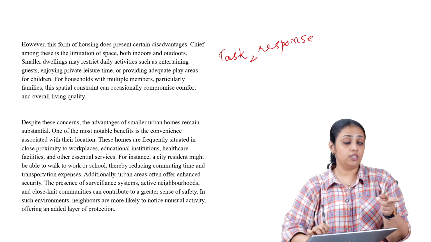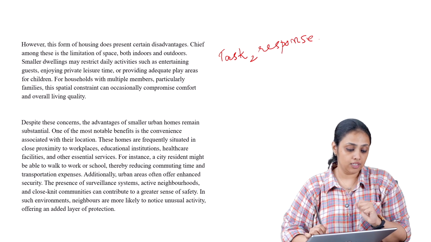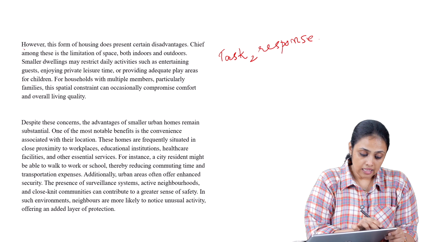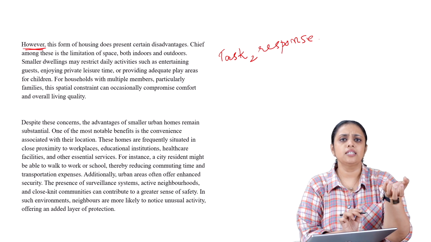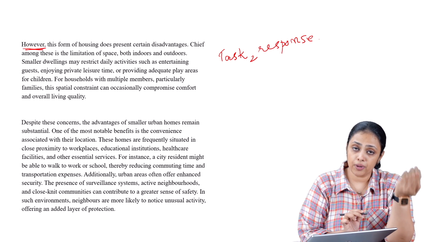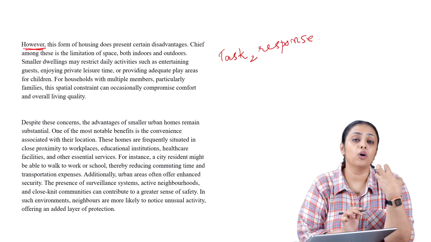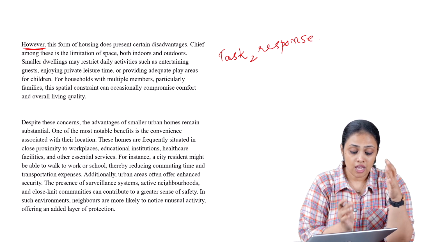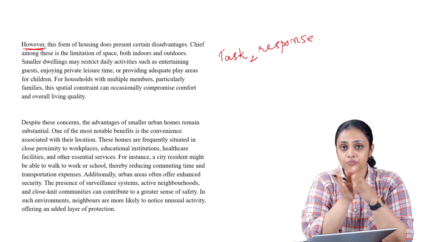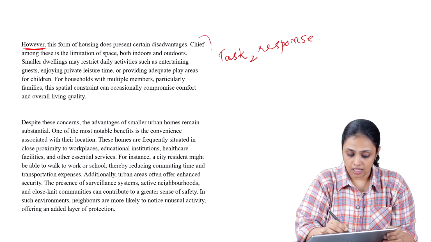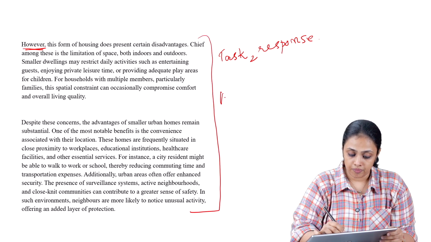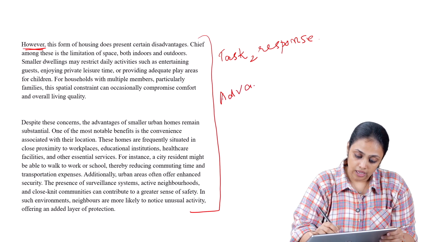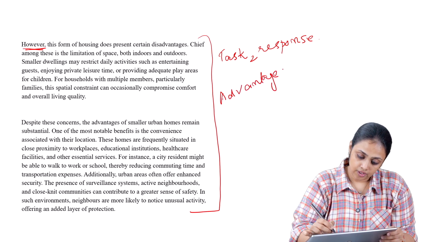So we have already mentioned in the introduction that you think that advantages are more. So it started off by saying however. Now why did I say however? Because in the paragraph prior to this, what did we say? We talked about the reason why people opt for smaller houses. Of course, they are talking about the advantages or benefits of smaller houses. Now in this paragraph, we are going to talk about disadvantages, because this part of the essay represents task response to advantages outweigh disadvantages.